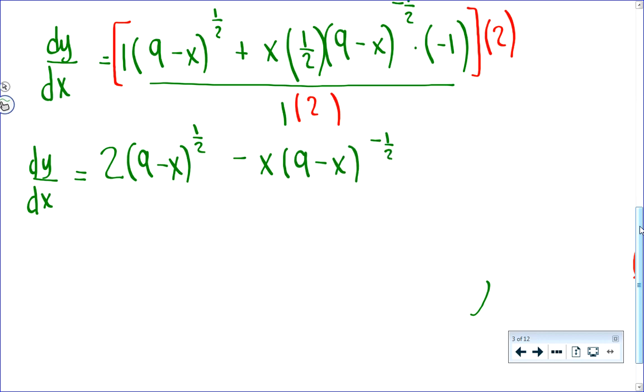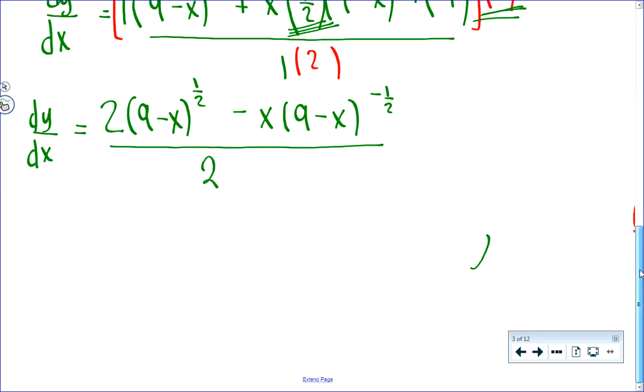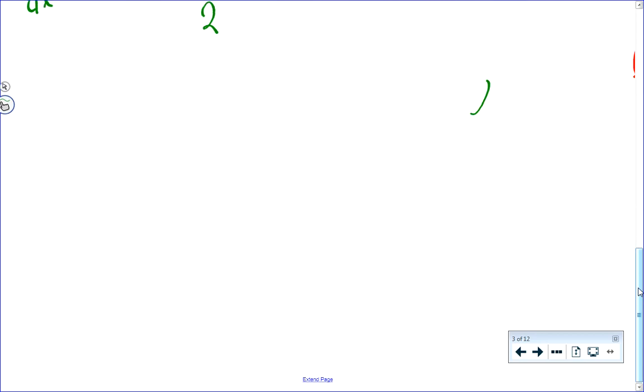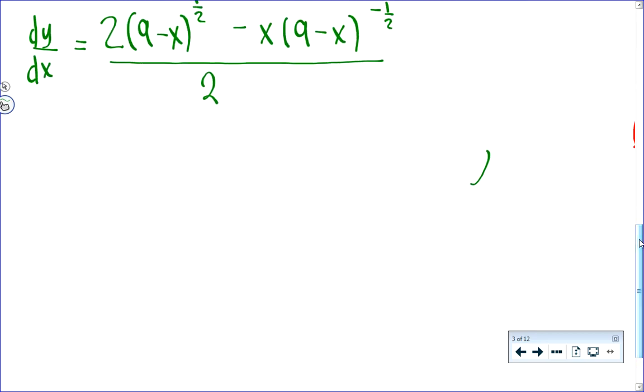Let me collect my thoughts here and make sure I've got everything. This 2 and this 2 cancel, so I'm left with negative x and 9 minus x to the negative half, and then I have 2 times 9 minus x to the half. I'm okay there. And this is over 2. So now I can factor the numerator. There's a common factor of 9 minus x raised to the negative half.